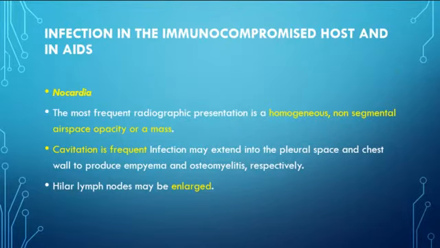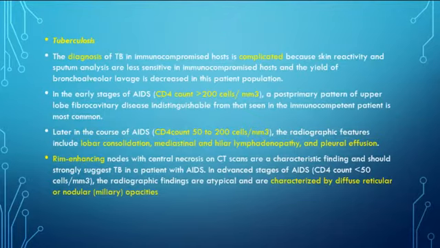The last subject is infection in immune-compromised hosts and in AIDS. Nocardia. The most frequent radiographic presentation is homogeneous, non-segmental airspace opacity or a mass. Cavitation is frequent and hilar lymph nodes may be enlarged. The diagnosis of TB in an immune-compromised patient is complicated because skin reactivity and sputum analysis are less sensitive in immune-compromised hosts and the yield of bronchoalveolar lavage is decreased in this patient population.